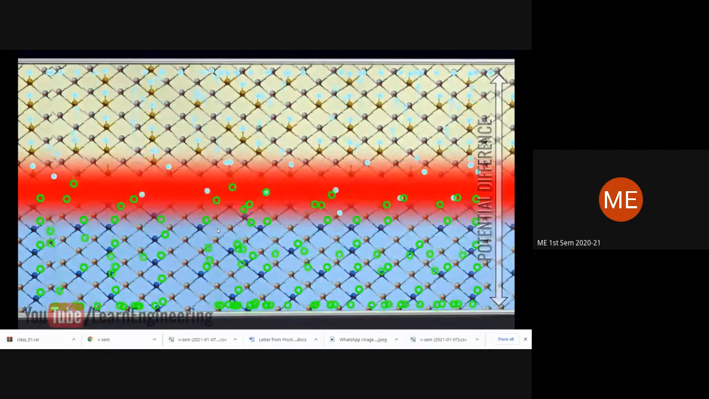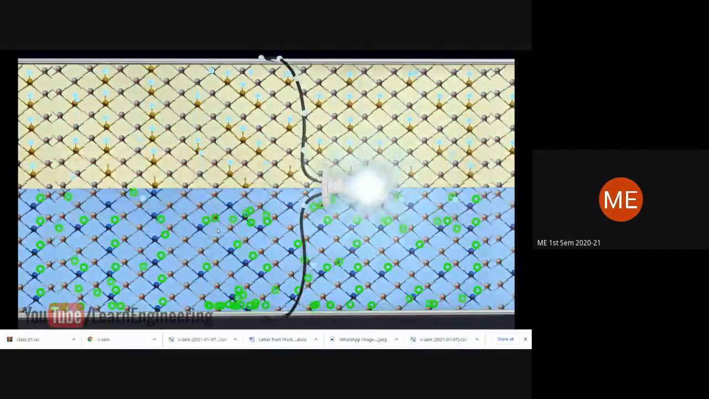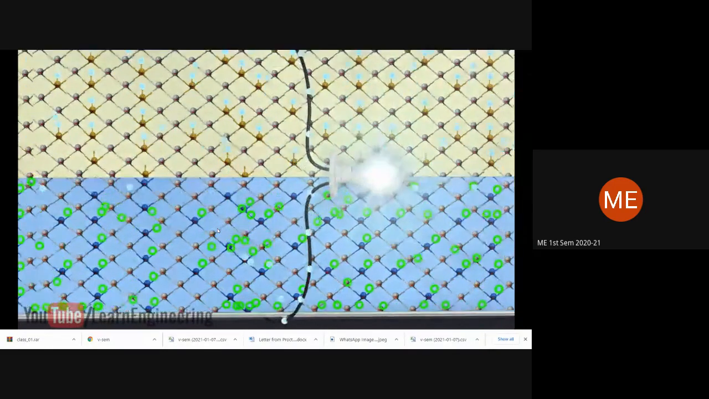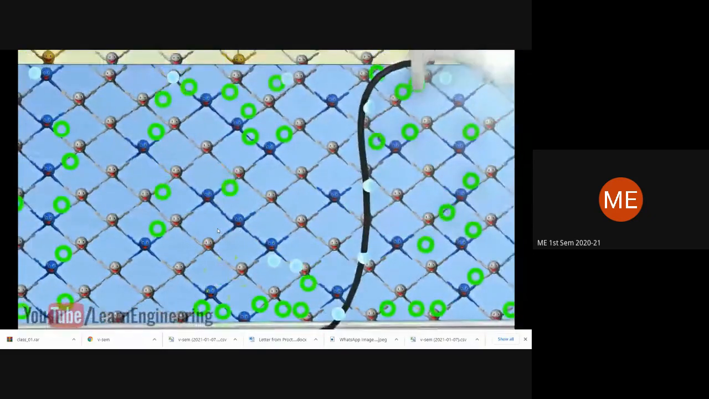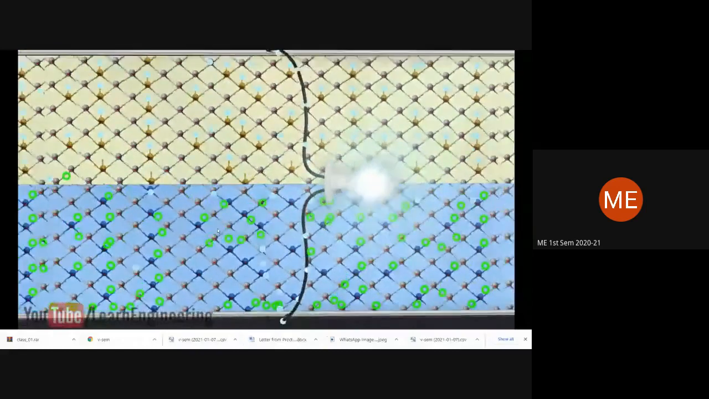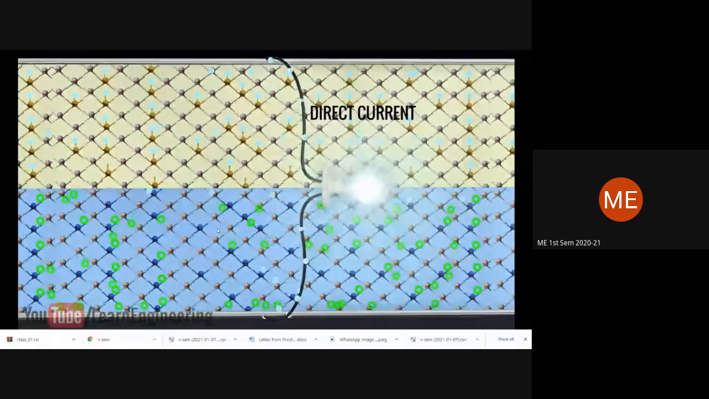As soon as we connect any load between these regions, the electrons will start flowing through the load. The electrons will recombine with the holes in the P region after completing their path. In this way, a solar cell continuously gives direct current.